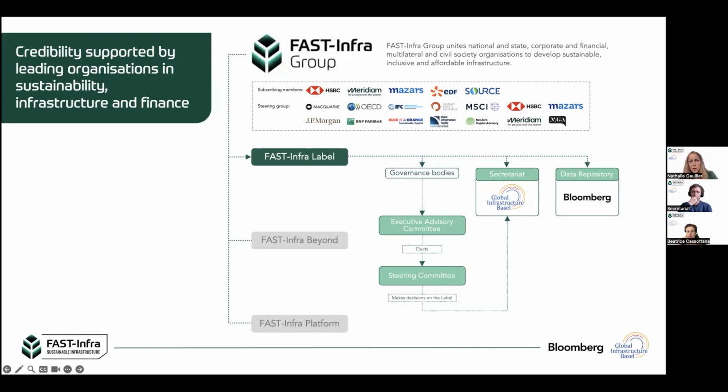And here you see we have governance bodies, two main governance bodies, the Executive Advisory Committee, which is constituted of like 30 plus members that elects 8 members building the steering committee. And this steering committee is making the decision on the label. The decisions are then implemented by Global Infrastructure Basel and Bloomberg together, running the Secretariat and the data repository.